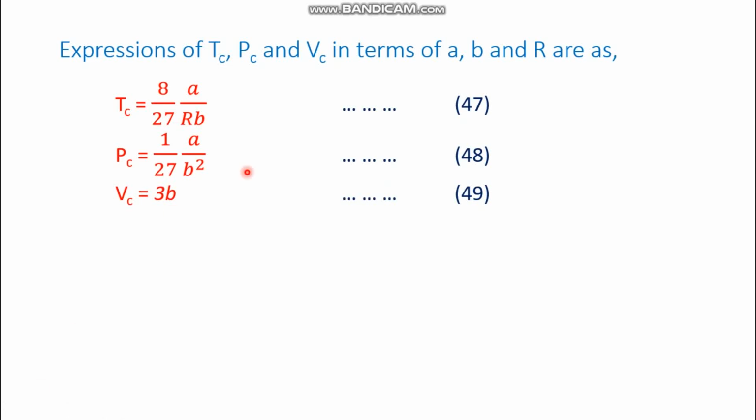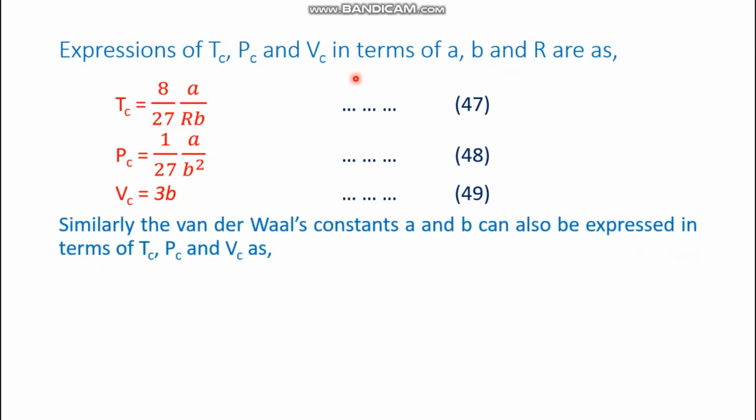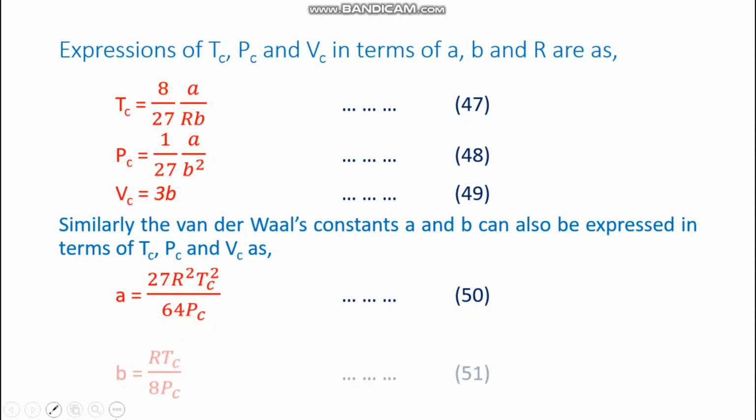Now the vice versa can also be done, that is a and b can also be expressed in terms of Tc, Pc and Vc. Similarly, the van der Waals constants a and b can also be expressed as a equals 27R squared Tc squared by 64Pc. This is equation number 50, and van der Waals constant b is equal to RTc by 8Pc. This is equation number 51.